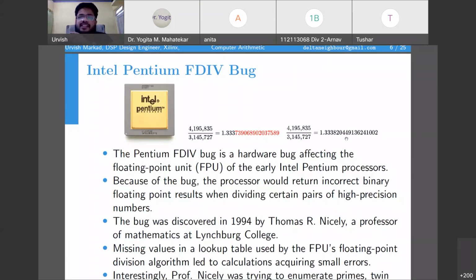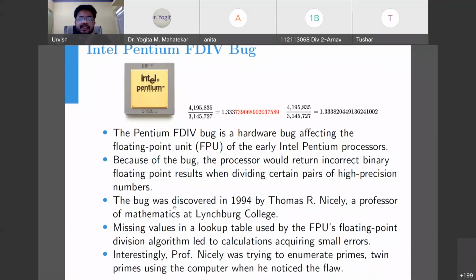Interestingly, it was discovered by a professor who was trying to enumerate primes using a computer. Go back to your first year engineering exercises, where you write a computer program to find whether a number is prime or not. The vague way of going about doing that is to try to divide that particular number by all the possible numbers less than or equal to the square root of n, where n is the number you are trying to test for primality.